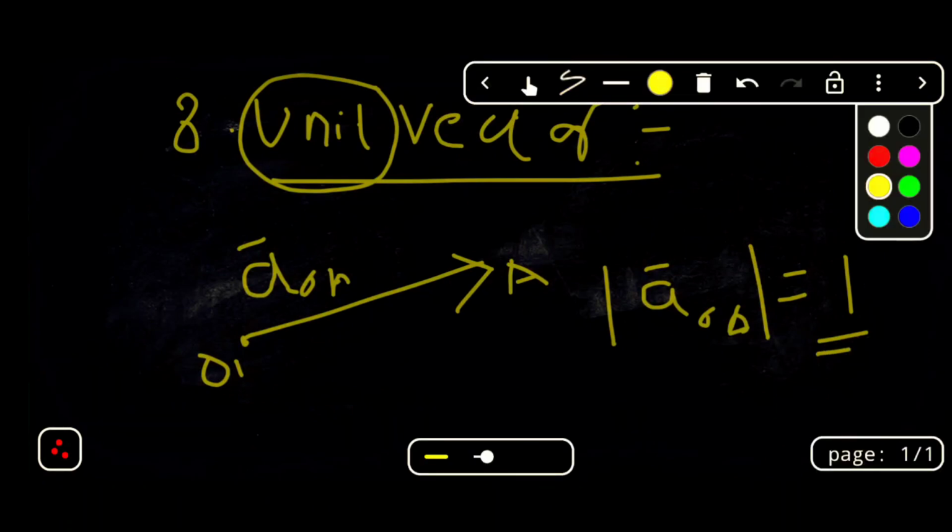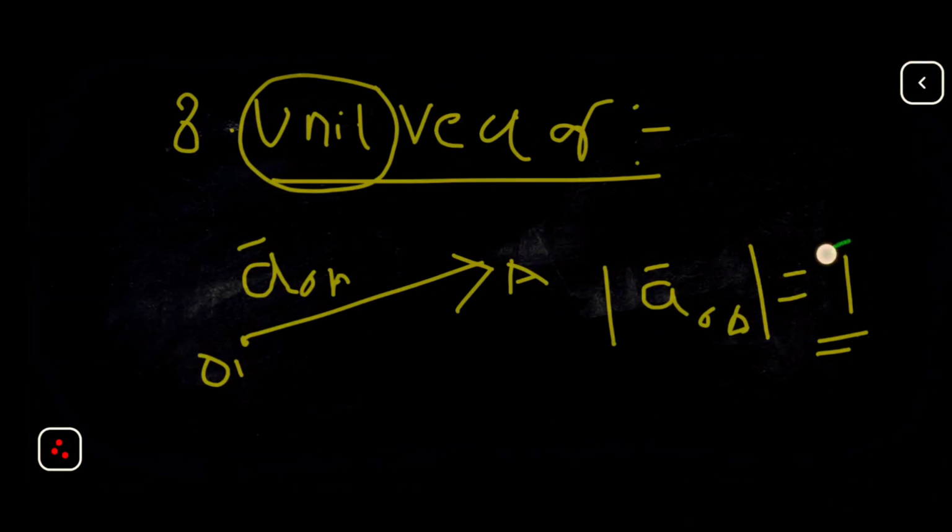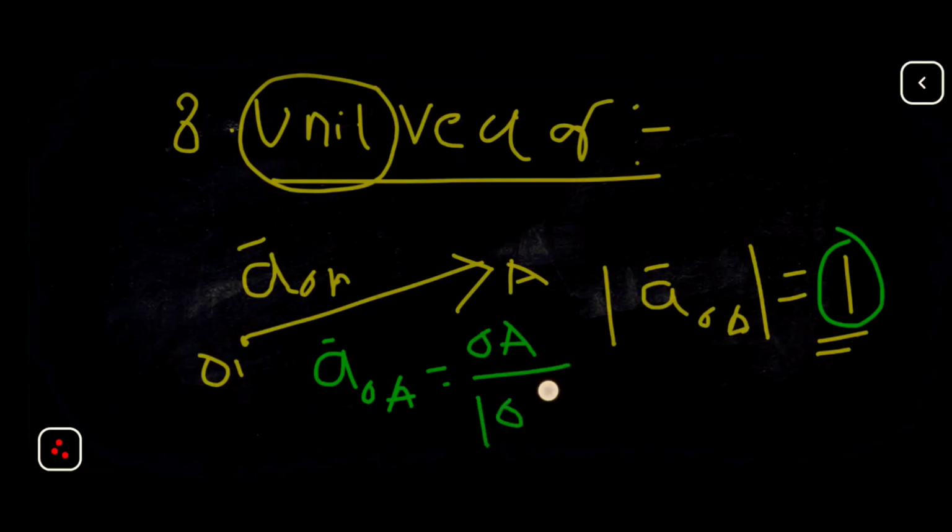Now, what is the purpose of the unit vector? To indicate the direction of any vector. The magnitude of the unit vector is 1. We have to remember this. How to get the unit vector a of OA? It is obtained by the vector OA divided by its magnitude, which gives 1. Vector divided by its magnitude.